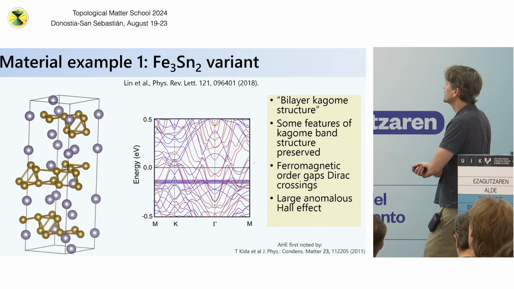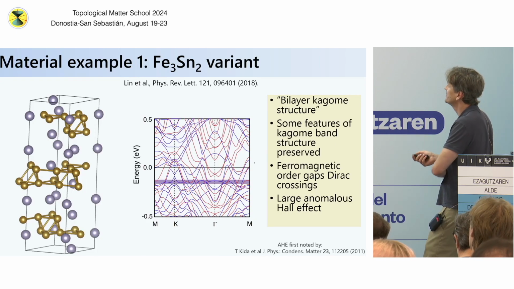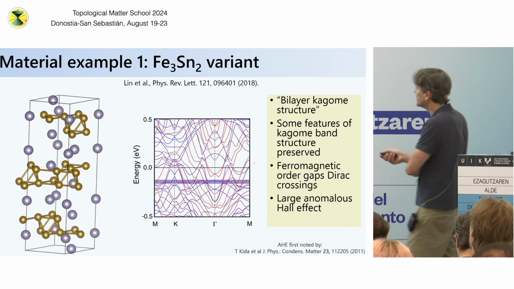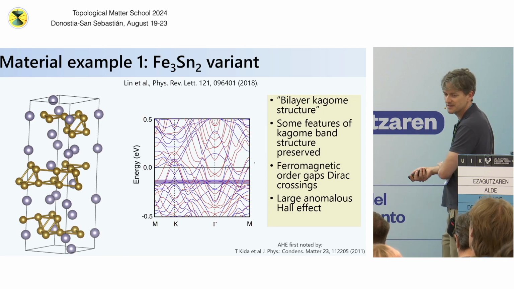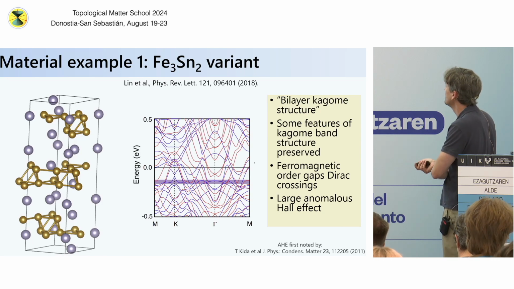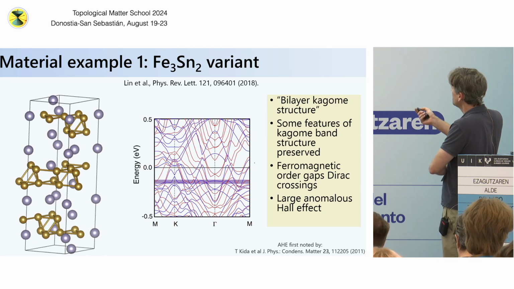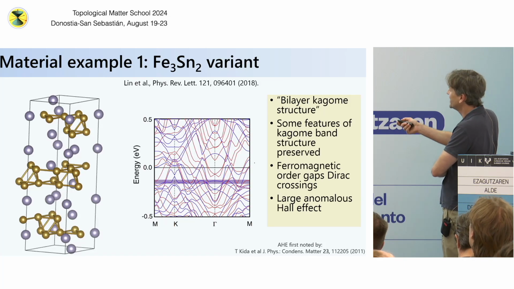Okay. So here's an example. This is iron 3 tin 2. So this is kind of a stacked variant of iron tin. Okay. And you can see, in terms of the connectivity, you have Kagome planes that are coupled into bilayers. So now you have multiple Kagome planes per unit cell. You have multiple orbitals per unit cell. And with this bilayer structure, this is now getting very complicated in terms of band structure.